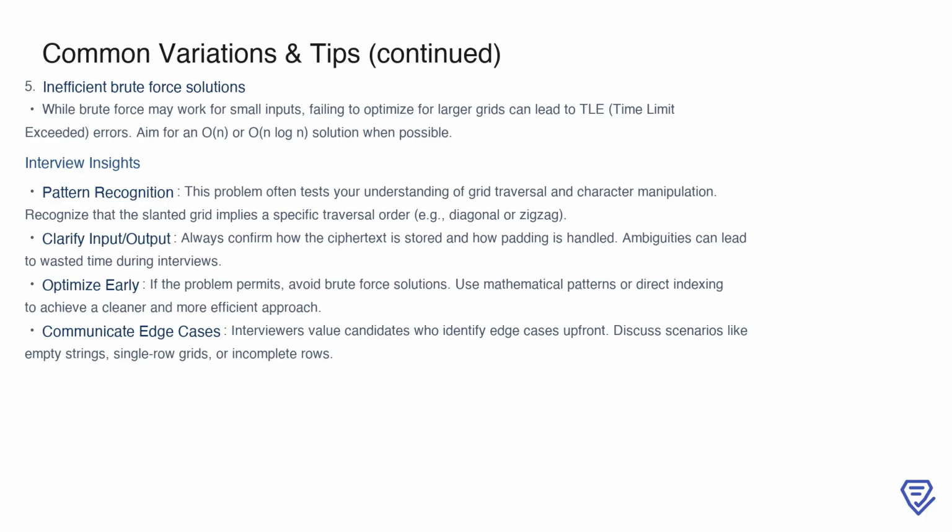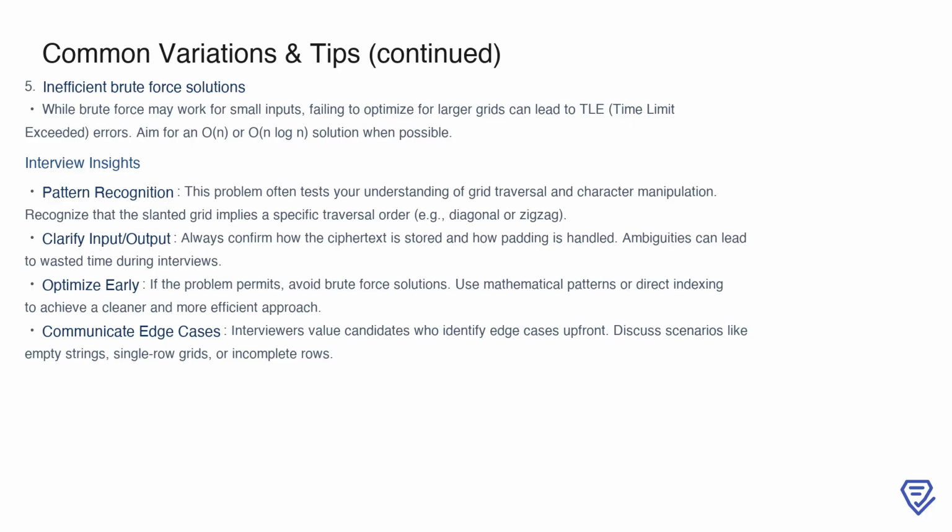Now, brute force solutions can seem tempting, but they often lead to inefficiencies for larger inputs. While such methods might pass for small grids, they can cause time limit exceeded errors on larger test cases. Instead, aim for a solution with linear or logarithmic time complexity, such as O(n) or O(n log n). Recognizing patterns in traversal is key here. The slanted structure implies a diagonal or zigzag order, so understanding this can help simplify your approach.